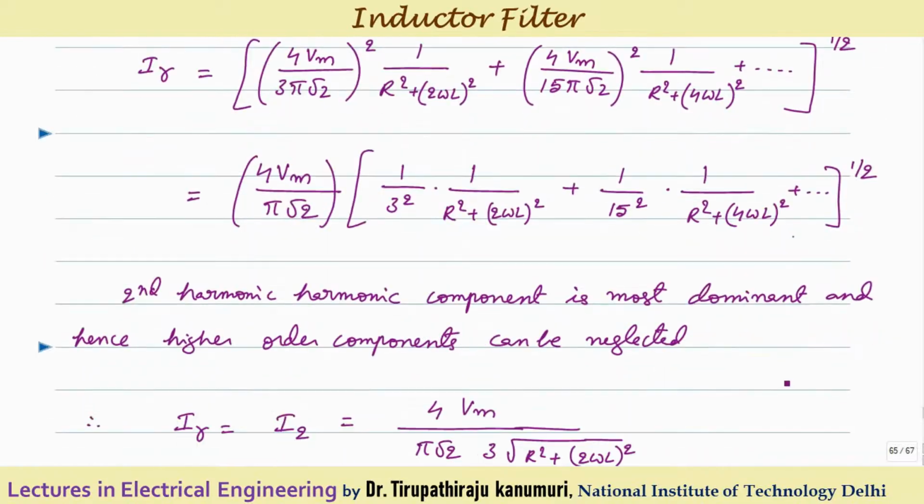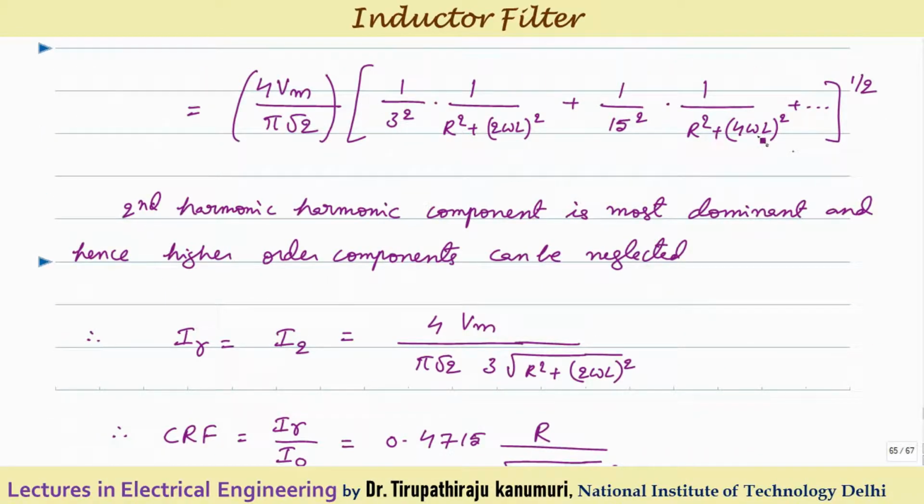So practically it is observed that out of these higher order harmonics, the second order harmonic is the most dominant value here. The remaining components are a very small fraction of the second order harmonic. So that's why these higher order harmonics can be neglected, and only the second order harmonic can be taken as the ripple component, with a little error. So IR will be equal to I2. That means the second order component only: 4Vm by pi root 2 into, I have taken only the second order component out of this, 3 into square root of R square plus (2 omega L) whole square.